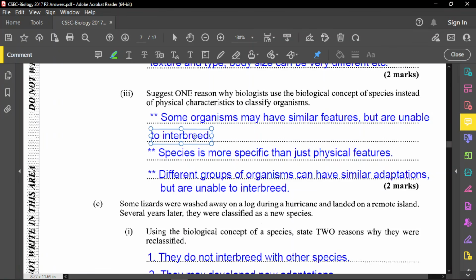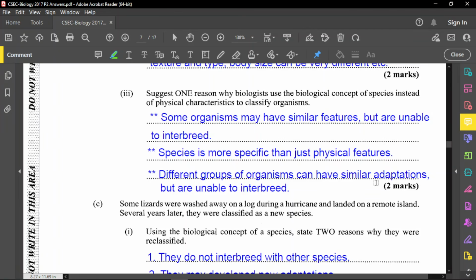All right? So that's very important because, again, the species now is just more than the physical features. And so species is more specific than just physical features, just to mention that. And so different groups of organisms can have similar adaptations but are unable to interbreed. And when we say similar adaptations, we're talking about similar features that allow them to survive in their environment.